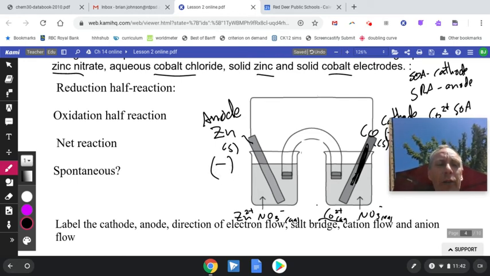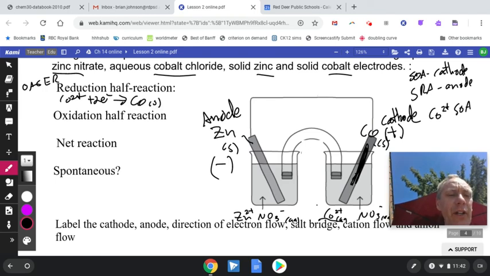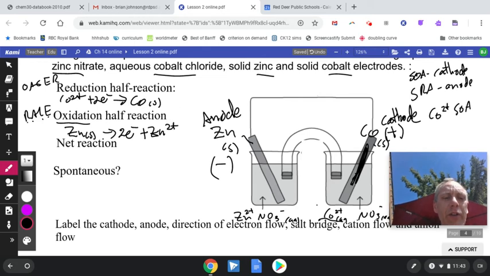Okay, now we can figure everything out. So our reduction half reaction is the cathode, which is the cobalt 2 plus, the oxidizing agent, gaining electrons and undergoing reduction. So cobalt 2 plus gains 2 electrons and becomes cobalt solid. Oxidation half reaction, our strongest reducing agent loses electrons. Oxidation is the zinc solid losing 2 electrons and becoming zinc 2 plus. Okay, there's our half reactions.